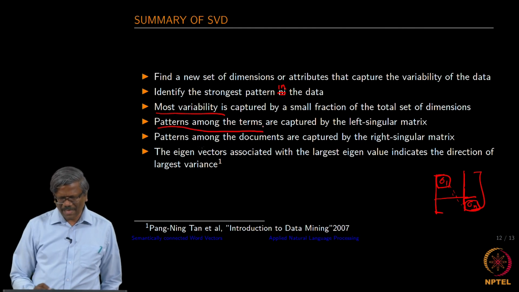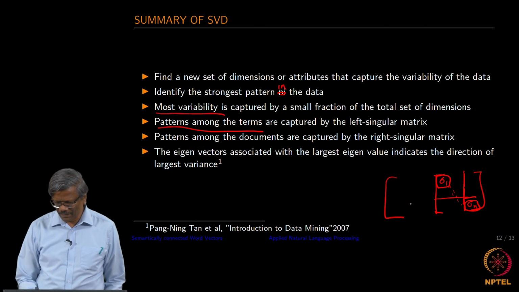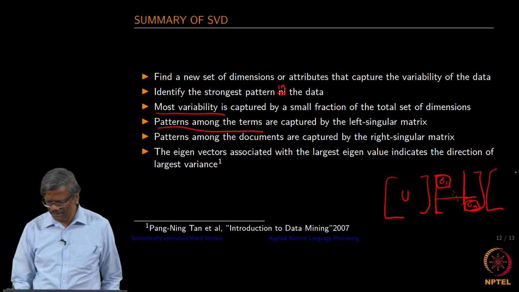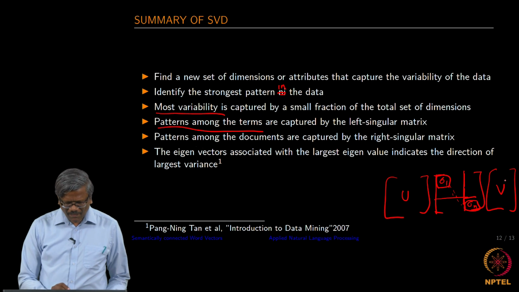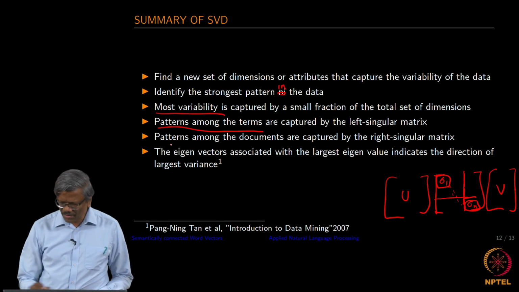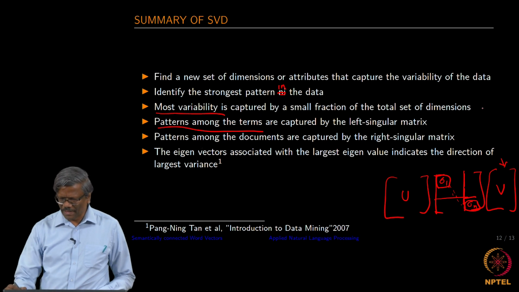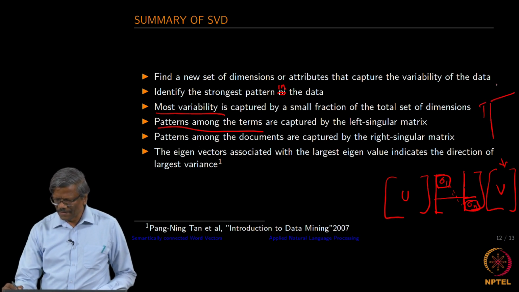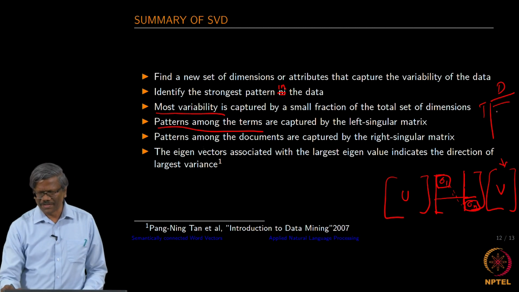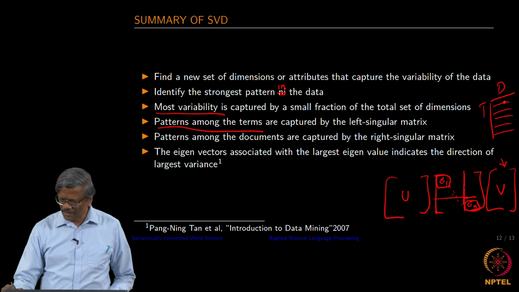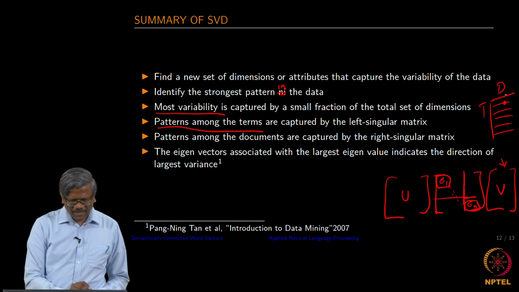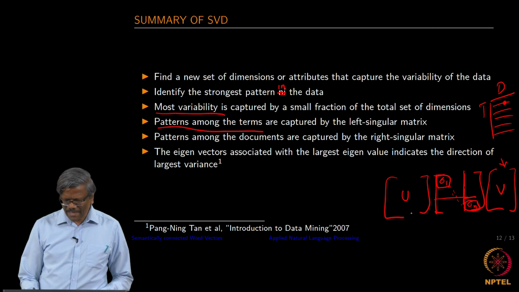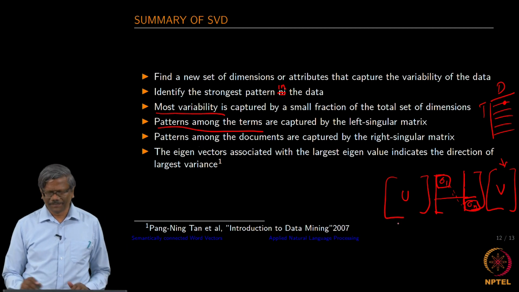Patterns among the terms are captured by the left singular values. We have the left singular matrix here, U, and then we have the right singular matrix V, right? So, the patterns related to the documents are captured by this. So, if you have terms and document organization, where each cell in this matrix represents the word in that particular document, correct? And then the left singular matrix captures the term related features.